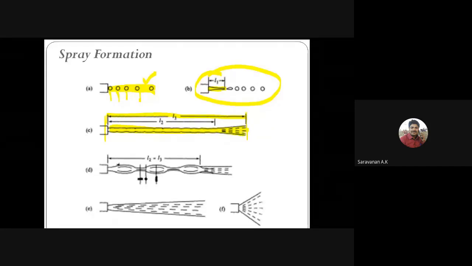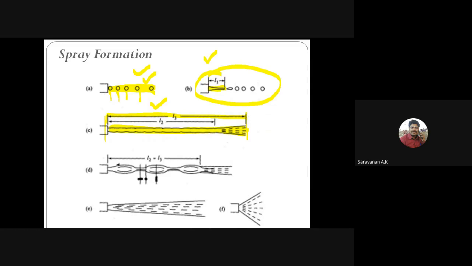Then with a further increase of the pressure difference, what will happen? If the pressure is low, we get small droplets. After that, if the pressure increases, the fuel spray will be in a stream manner. Again, as the pressure increases, the spray will be like this. Then when the pressure difference is somewhat more, the stream will break up, the break-up distance will decrease, and the cone angle will increase.